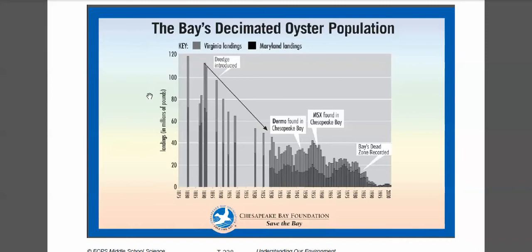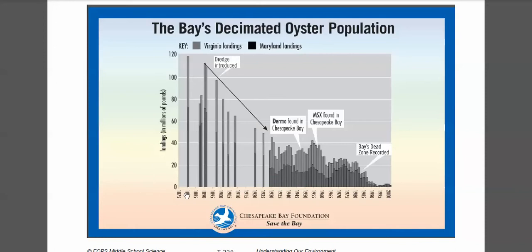I'm going to start with the y-axis. So y-axis, landings. Oh, connection, landings. So landings in millions of pounds. I'm going to hypothesize here that what the y-axis is actually measuring is the millions of pounds of oysters harvested in Virginia and Maryland at the different landings where they actually measure these things.